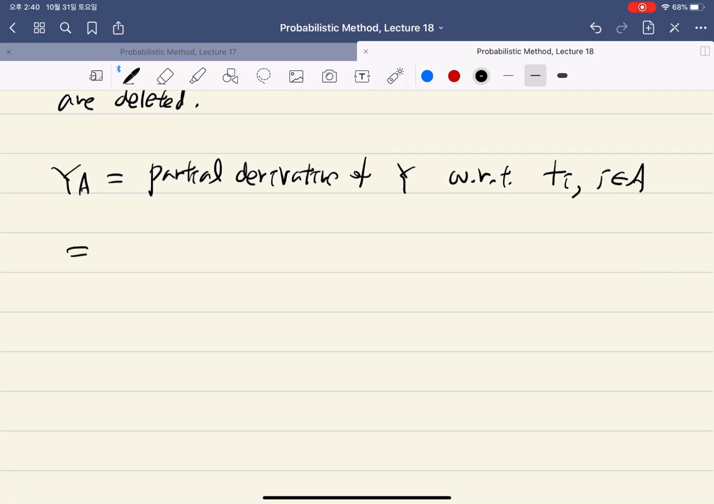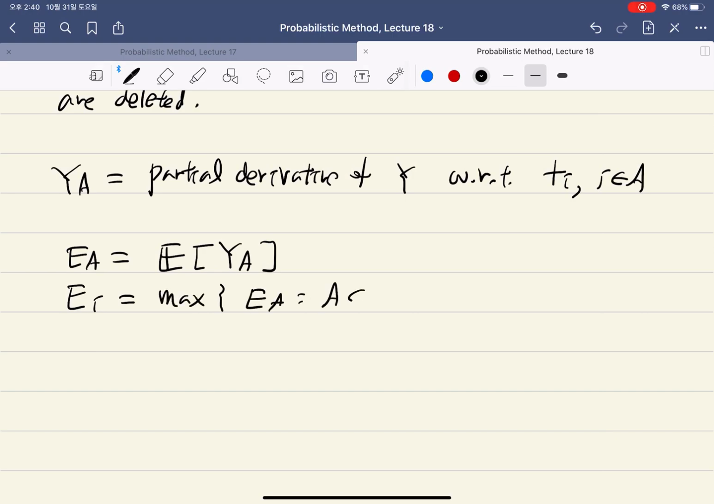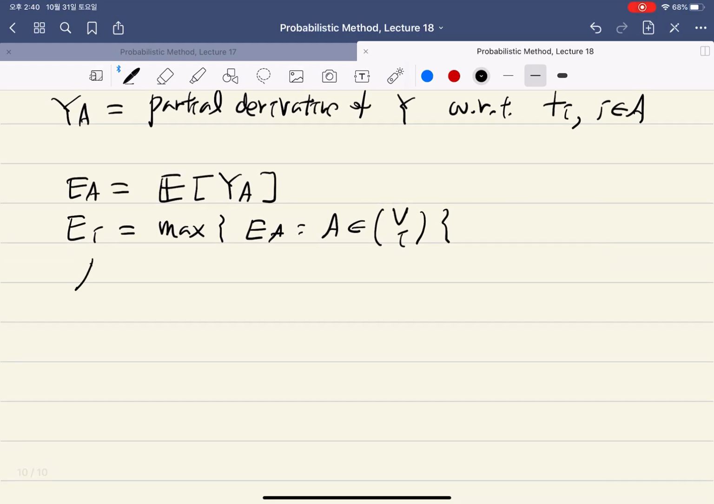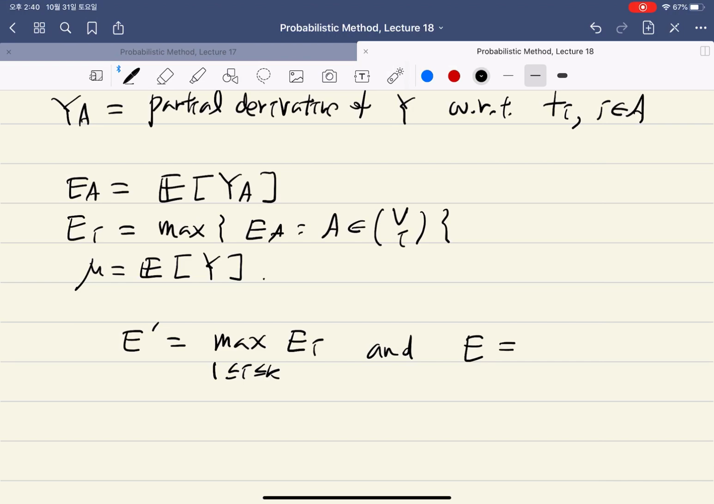And now we write E sub A to be the expectation of this Y sub A, and E sub i be the maximum E sub A, where A is a set of size i, and let mu be the expectation of Y, and let E prime be the maximum of E sub i among all i between 1 and k, and let E be the maximum of mu or E prime.